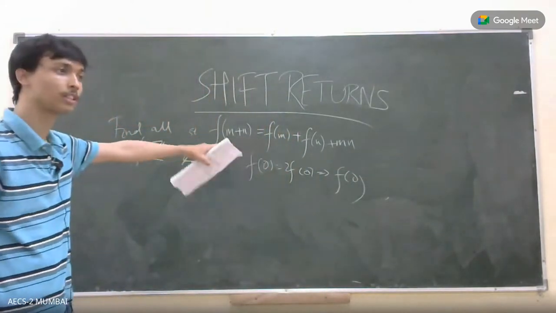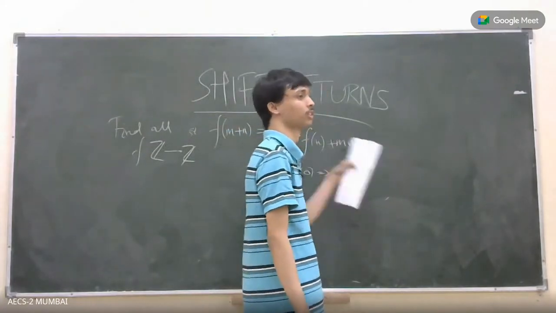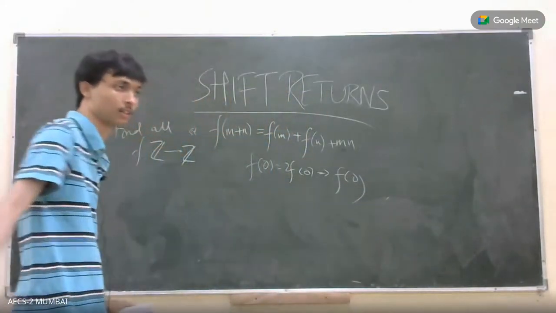If you put one of the variables to 0, if you put n equal to 0, you get f(m) equal to f(m) plus f(0) plus 0. f(0) is 0, so you get f(m) equal to f(m), so that does not yield anything. Right?